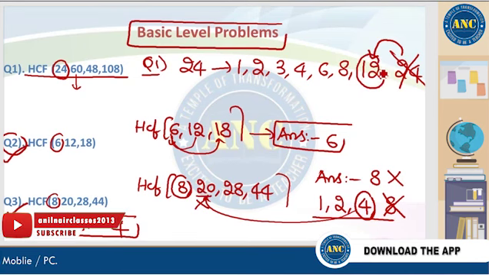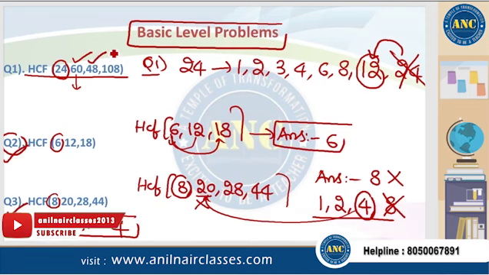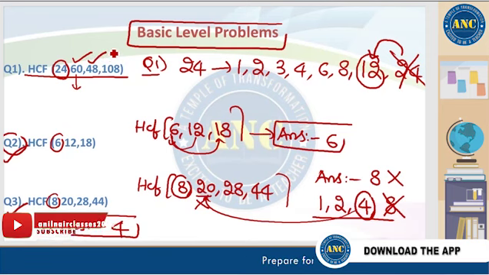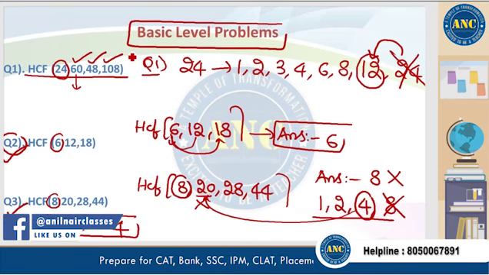Highest number here is 12. Is 60 divisible by 12? Yes, 12 5s are 60. Is 48 divisible by 12? Yes, 12 4s are 48. Is 108 divisible by 12? Yes, 12 9s are 108.